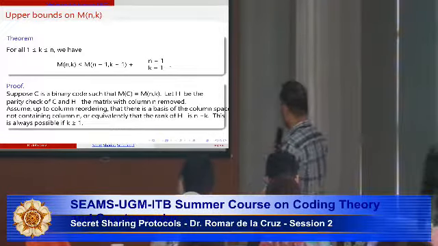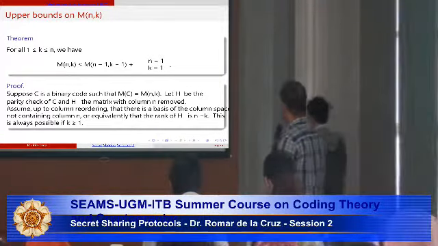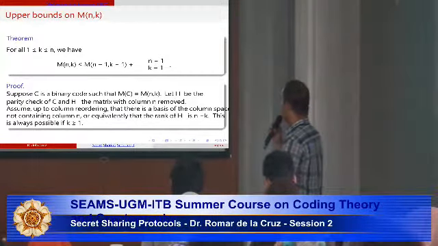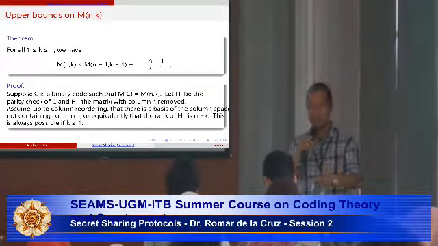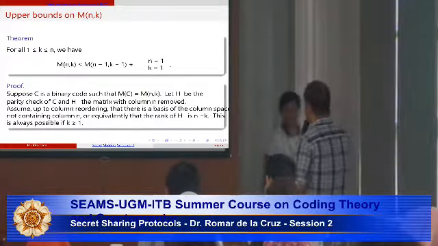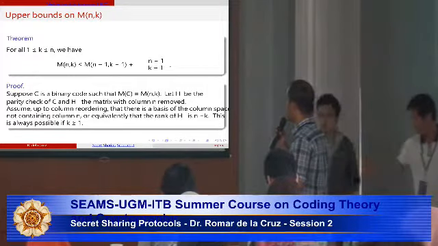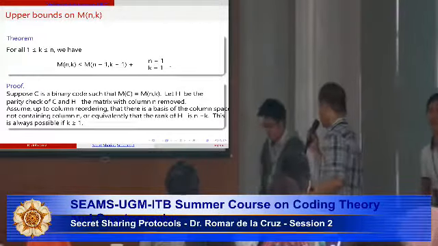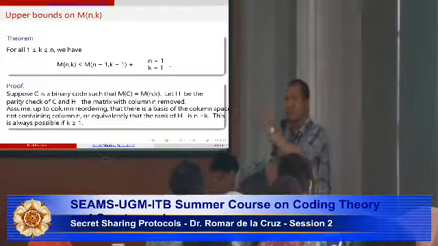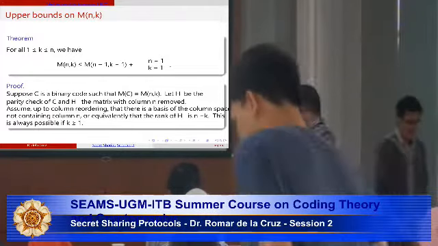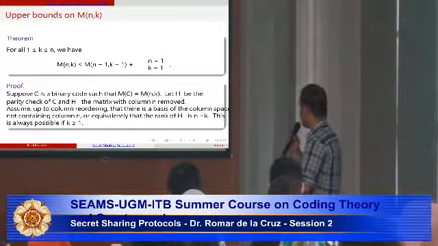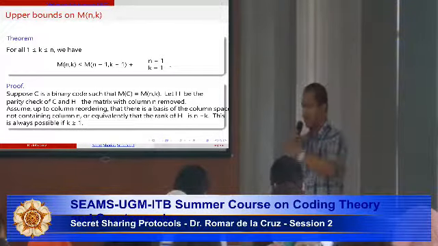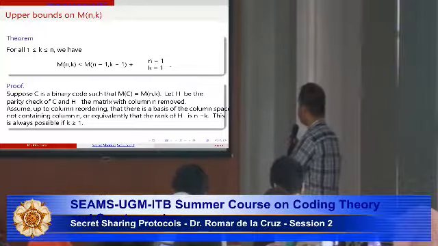Okay, so we look at this upper bound. To prove this one, we start with, suppose we have a binary code satisfying the maximum, so m of C equals m of n,k. Then you take the parity check matrix of this code and remove the last column. So you have a parity check matrix H prime, and you assume that the rank of H prime is n minus k, so it's still the same rank.